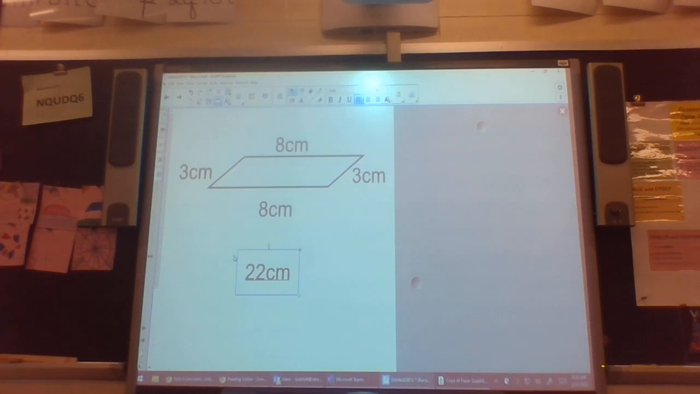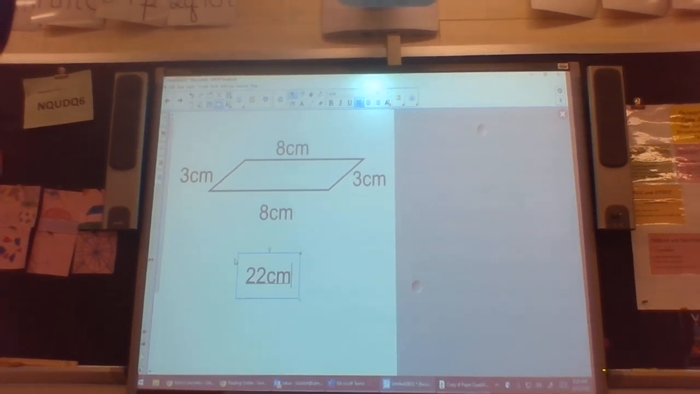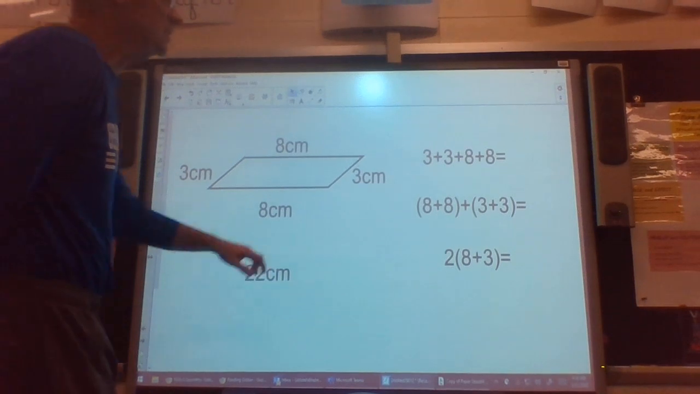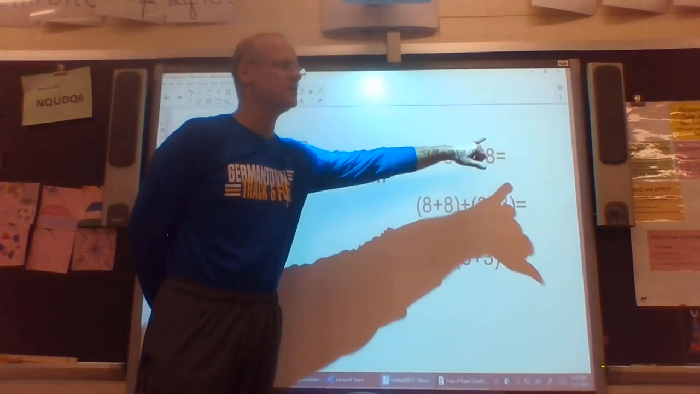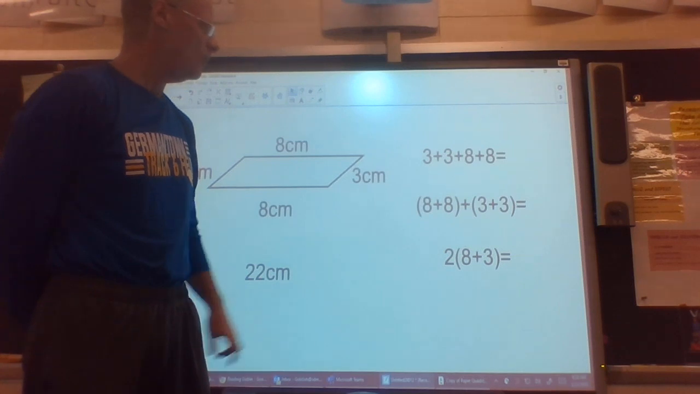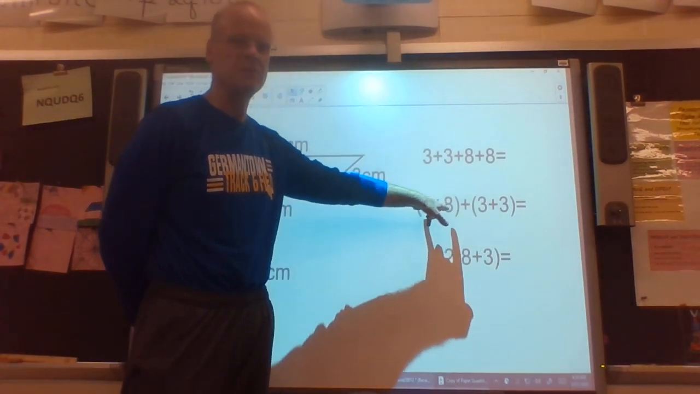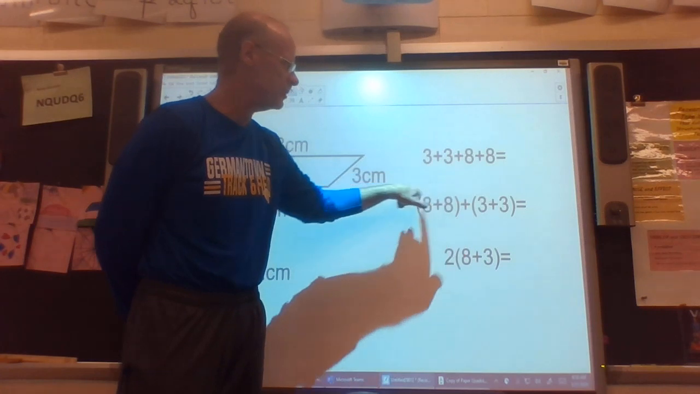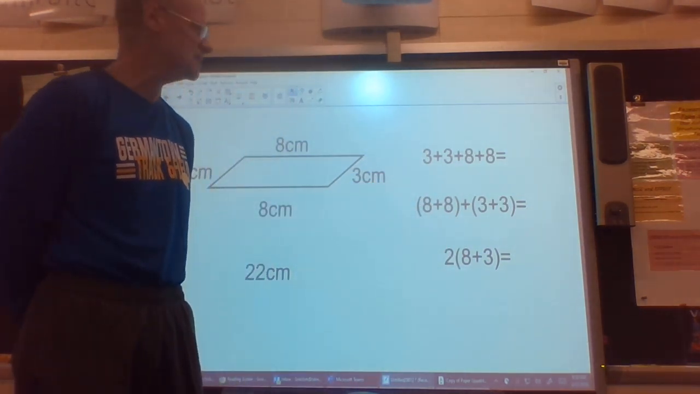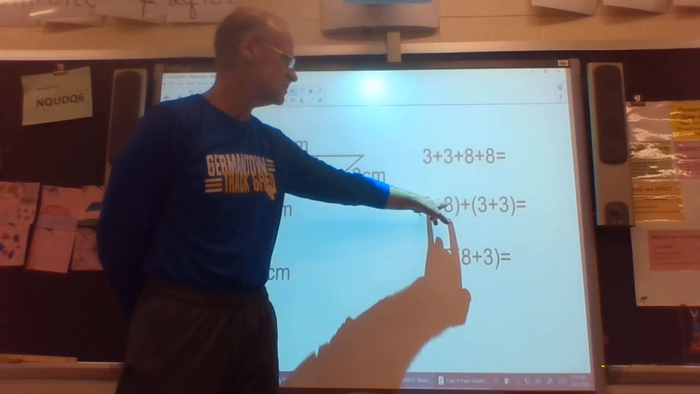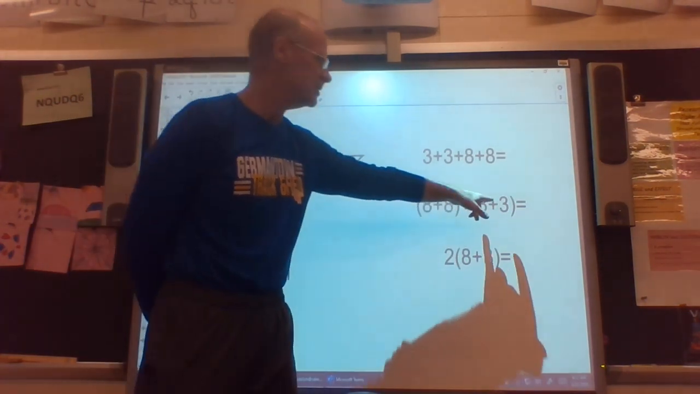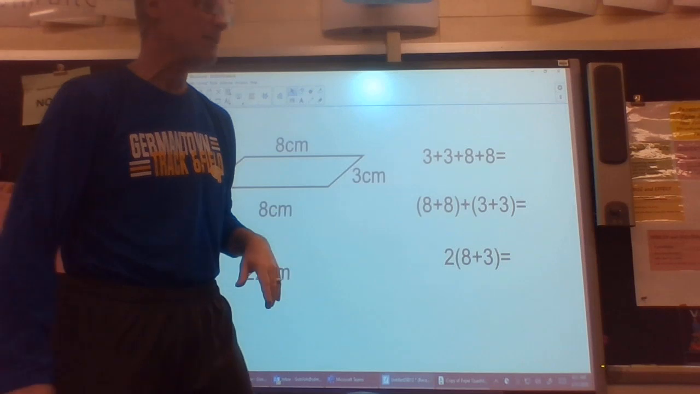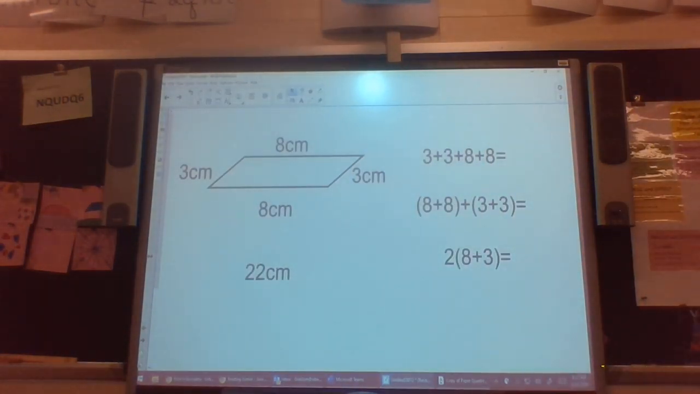I'm going to show you a little bit different way of solving a perimeter, and see if you can maybe do it this way also. So when I did this, I could have just done 3 plus 3 and 8 plus 8, which is actually the way I did it. Or I could have grouped these with parentheses, and whenever I group a problem with parentheses, it always means do what's inside the parentheses first. So I added these two together, and I got 16. I added these two together, and I got 6. I also have another rule in my class. Whenever I have parentheses, I always have to write the number above the parentheses what they're equal to. So this is equal to 16.